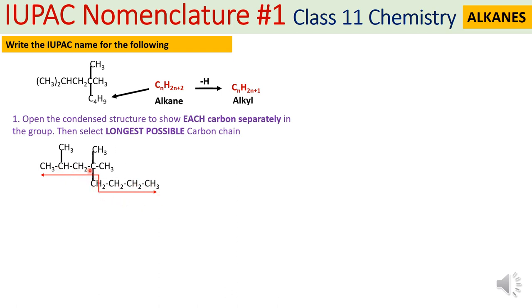1, 2, 3, 4, 5, 6, 7, 8. From one end to another end, there is no break, right? So there is no crossing, right? Okay, this is the chain that has been chosen. In this, how many carbons are there?